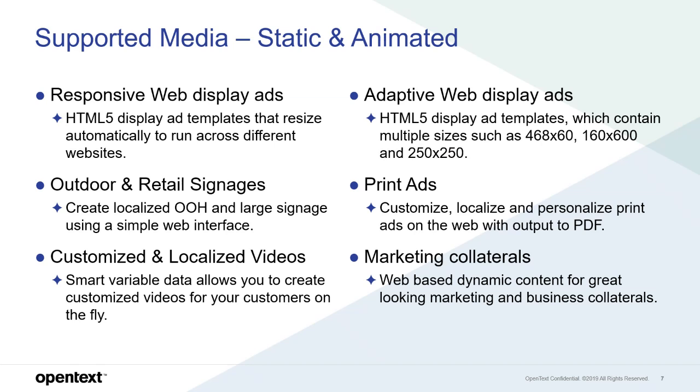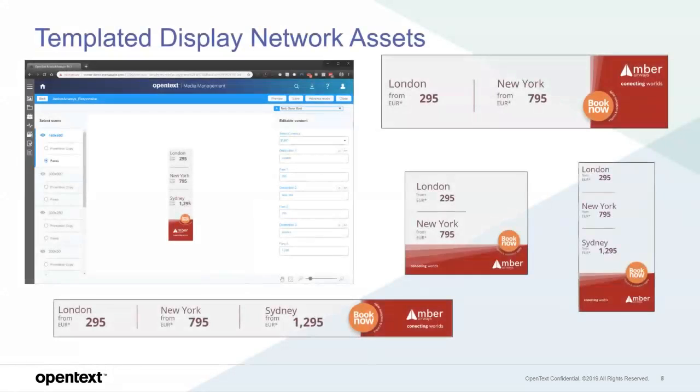And we also do support any type of marketing collateral. So this turns into a web-based dynamic content creation tool. So you can literally create any type of marketing or business collaterals that you want, from brochures to business cards, letterheads, any type of marketing material. You can localize and customize those using the asset builder. So just to show you some examples of these.